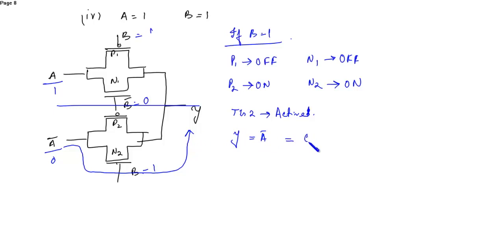So Y will get A bar, that is equal to 0. So if A is equal to 1 and B is equal to 1, output Y is equal to 0. This is also verified. So the truth table is verified from the schematic. Now we will see the twisted schematic diagram. Before that, the normal schematic diagram. You can see the normal schematic.